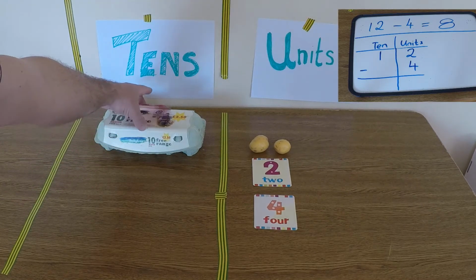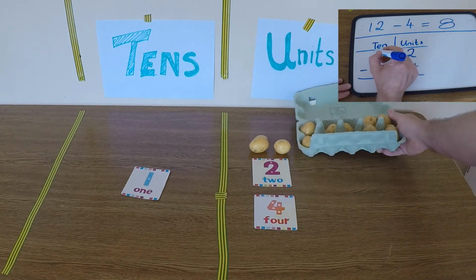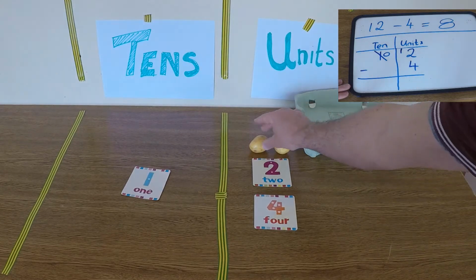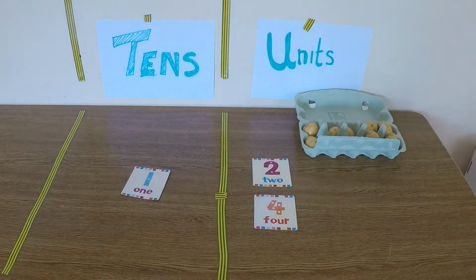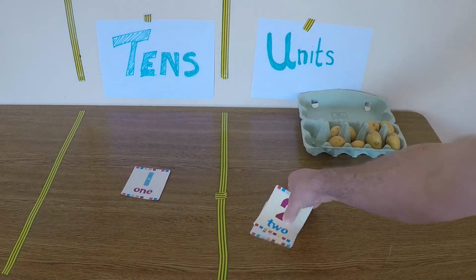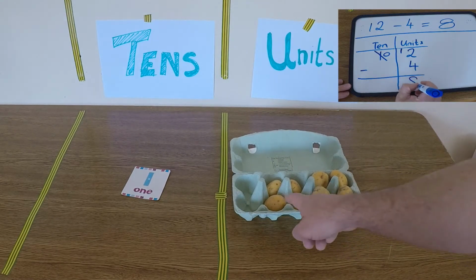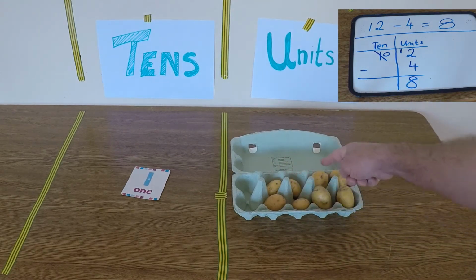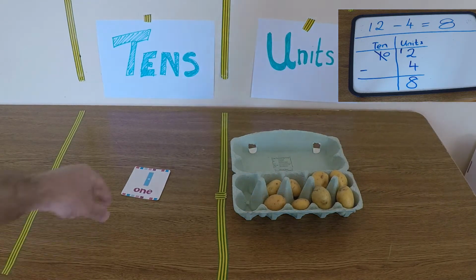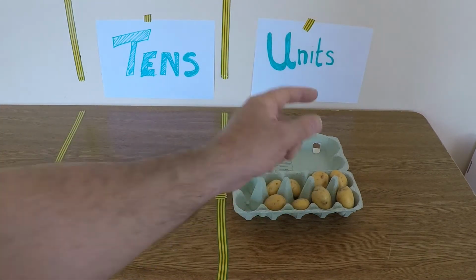So let's take this 1 ten, let's open it up and let's bring it back over into the units. Now we can take away 4 units. 1, 2, 3, 4. We have taken away the 4 units. So how many units have we got left? 1, 2, 3, 4, 5, 6, 7, 8. We have 8 units left. And we have no tens because we took our carton out of the tens column and brought it back to the units column.